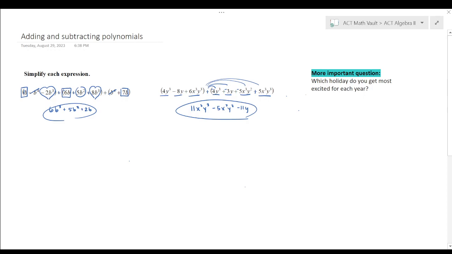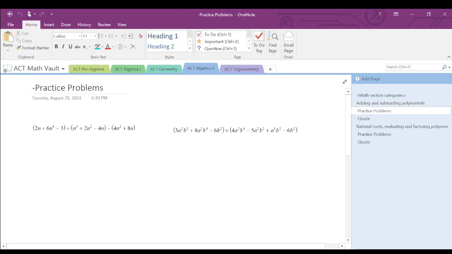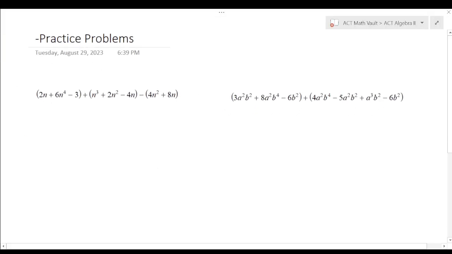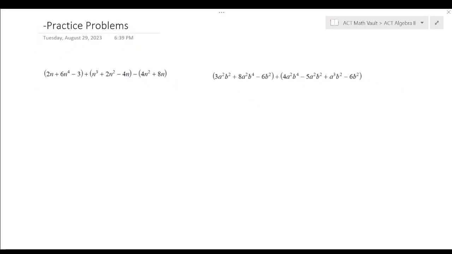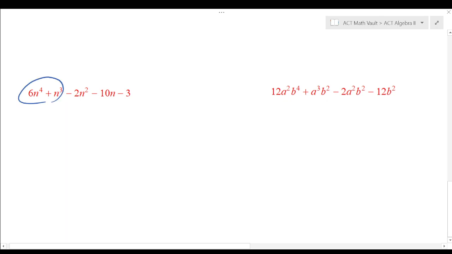Now, if you'd like to try some practice, here are some that are very similar to those two we just did. Why don't you go ahead and pause the video, try these, and I will show you the answer. Answers are here. So notice that these two terms would not become, say, 7 and to the 7th or something like that. You just keep them all separated.